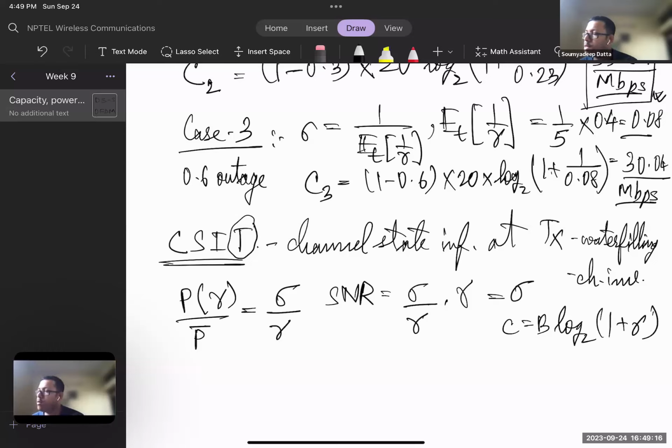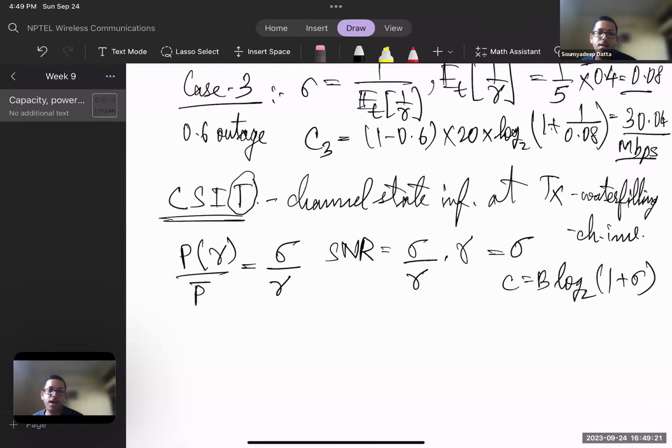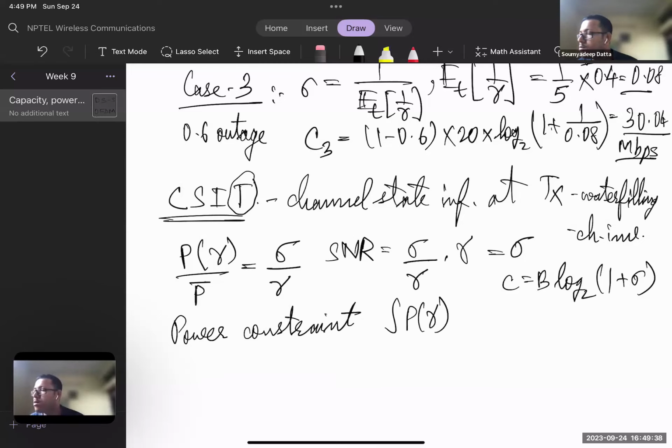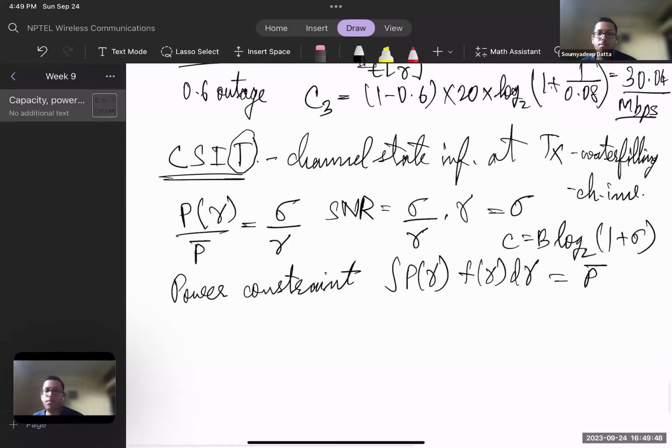Now, how do we choose this sigma? That is solved by using the power constraint. What is the power constraint? That my average power allocation has to be P bar, so the integration of P of gamma over the PDF of gamma has to be equal to P bar, right? So you have to solve for this.